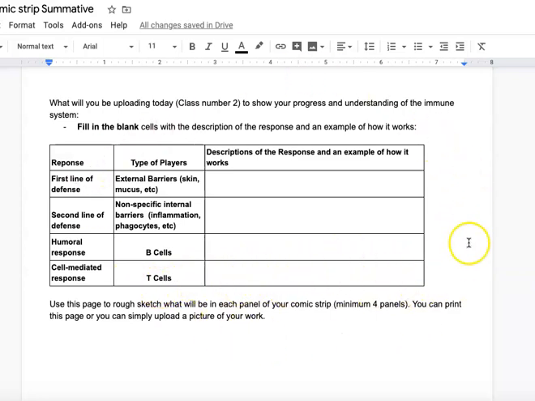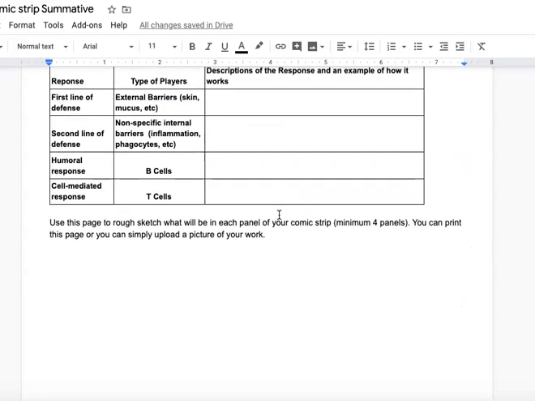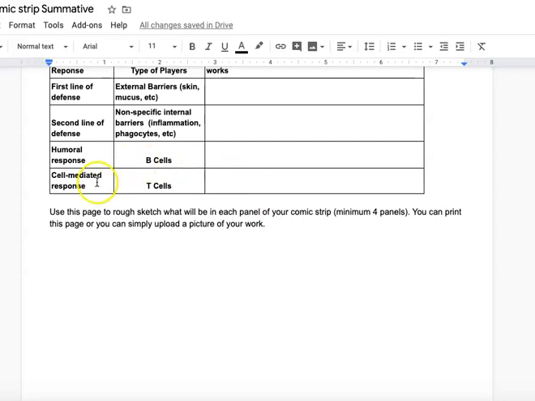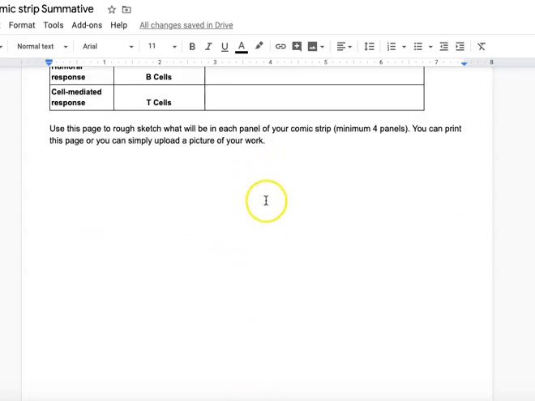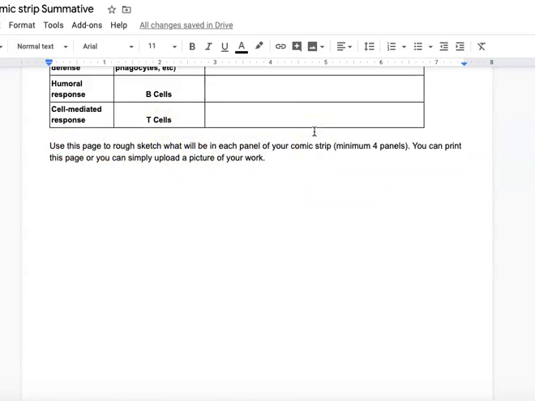So that's the first thing you do during class number 2. The second thing you do is that you start thinking about your comic strip. This is your first class where you're starting to think about how to do this comic strip. So you're going to use this page, this half a page, or if you need more space, just get a page. Use this page to roughly sketch what will be in each panel of your comic strip. Remember that there has to be a minimum of 4 panels. Even if you're doing this digitally, I do want a rough sketch, because even if you're doing it digitally, you're going to be using clip art. So I want you to be showing me the rough sketches, okay?